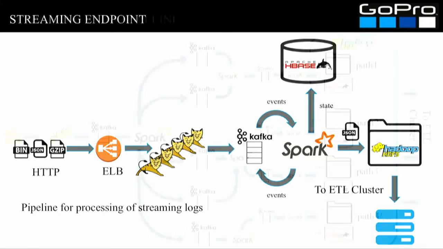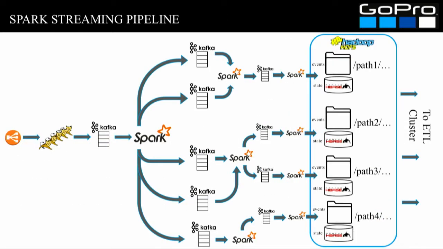So let's take that deeper dive into that cycle you saw there between Kafka and the Spark streaming jobs. It looks something like this. You've got your Tomcat server sitting behind the ELB there. They're shoving logs as fast as they can into a root Kafka topic.